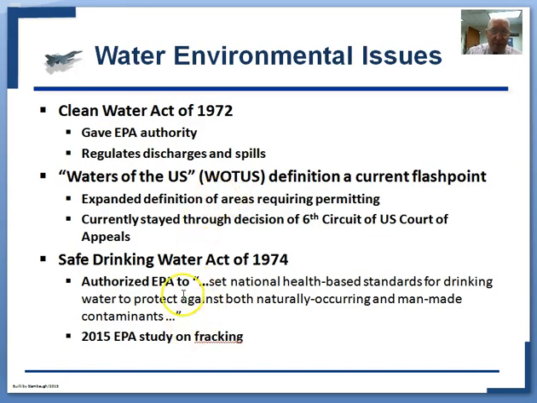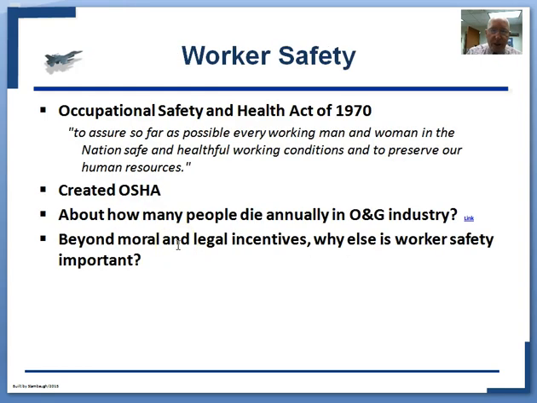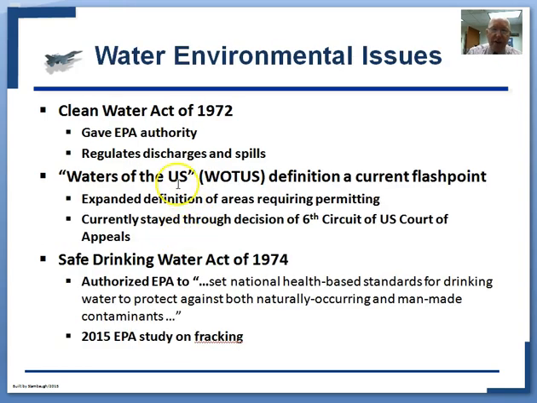In particular, there are two issues right now, or three issues that are very hot. Waters of the U.S. that we talked about, and the main thing that I want you to get out of that is just that if the definition that the federal government's proposed, it would really expand areas that require permitting, and that would have a big deal with the oil and gas industry.